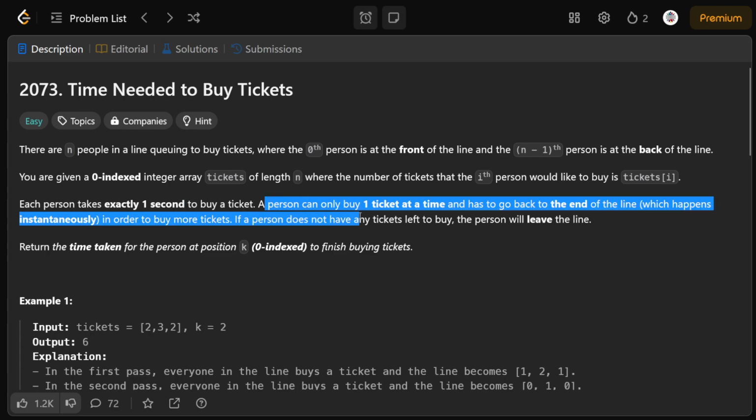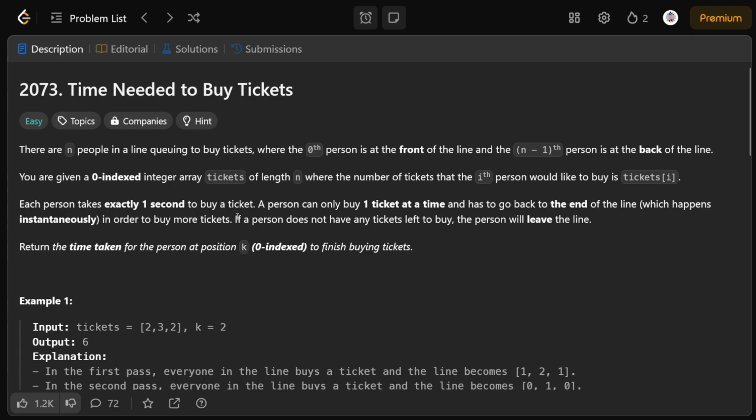Similarly, a person can buy only one ticket at a time. So if a person requires two tickets, they need to buy one ticket and go to the last of the queue. If a person buys one ticket and wants more, they need to go back to the end of the line. So no person can buy more than one ticket at a time.